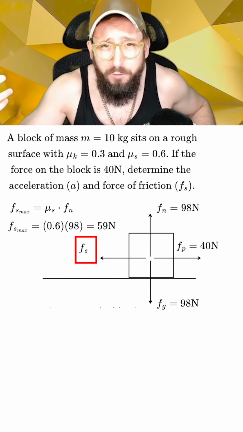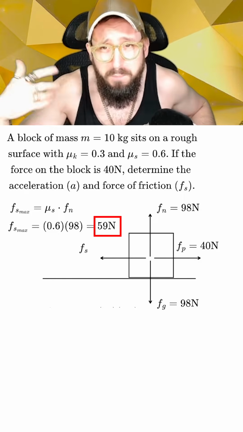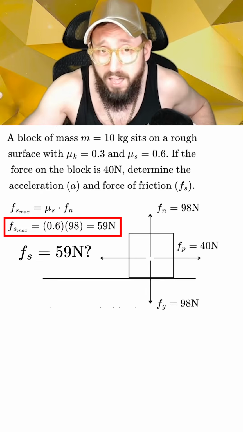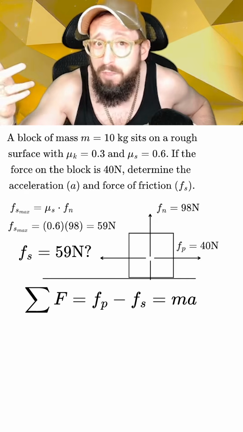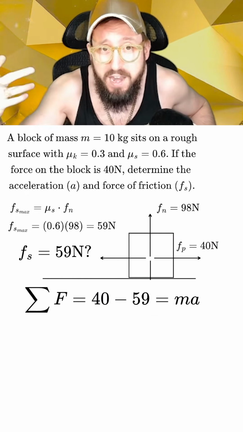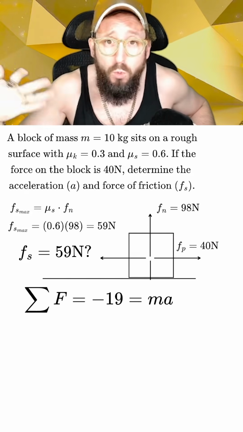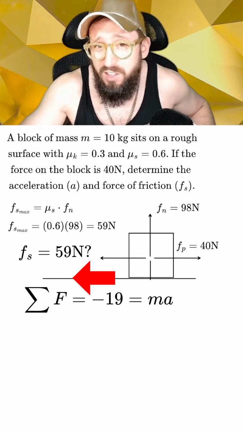Now, when calculating the force of friction, it's a common mistake for students to say that it must be 59 newtons, since this is Fs max. This is wrong, because if we added up the forces in the x direction, we would then have a net force of negative 19 newtons, which by F equals ma would mean that our block is accelerating to the left, and not stuck.